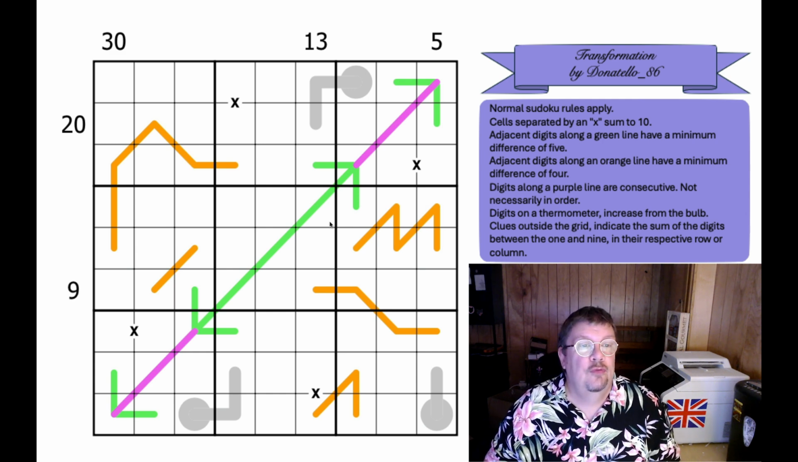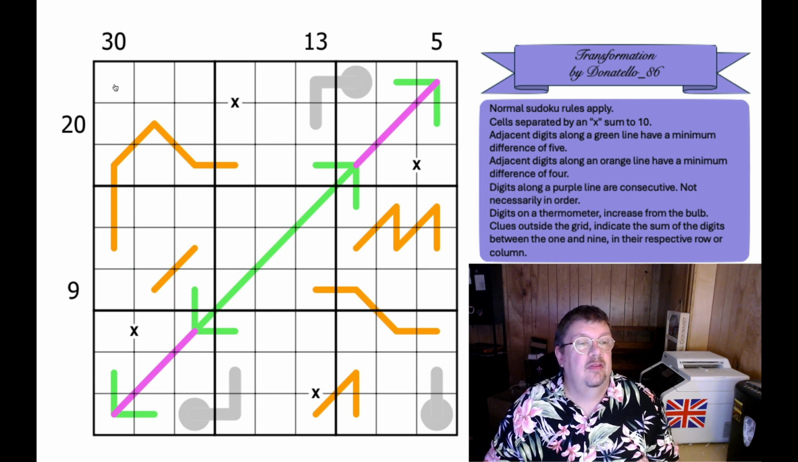Okay, normal Sudoku rules apply. So that means that we're going to place the digits 1 to 9 in every row, in every column, and in every 3 by 3 box. Digits separated by an X sum to 10.